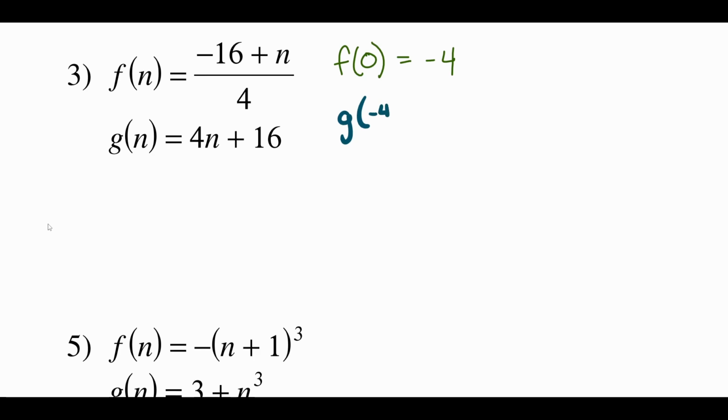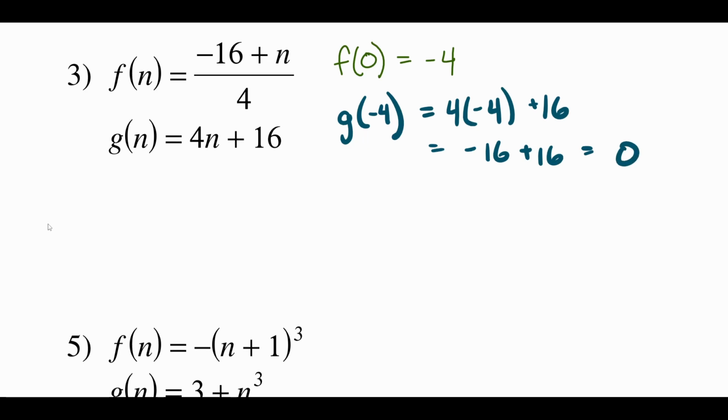So g of negative 4. If that equals the input to our first function, then we know they're inverses of one another. So plugging in negative 4, I'm going to have 4 times negative 4 plus 16. 4 times negative 4, that's a negative 16 plus 16, that equals 0. So it does indeed equal this original input. So yes, in number 3, these are inverses of one another.